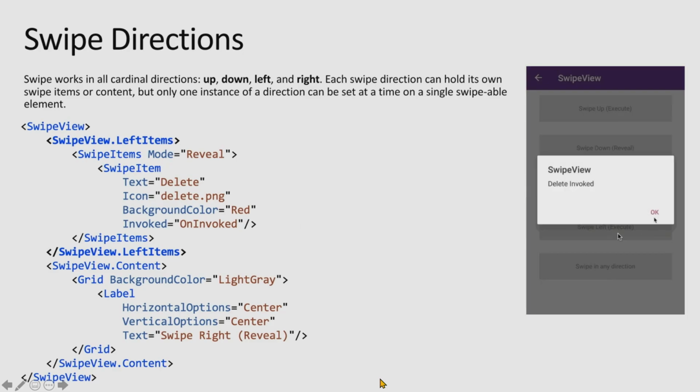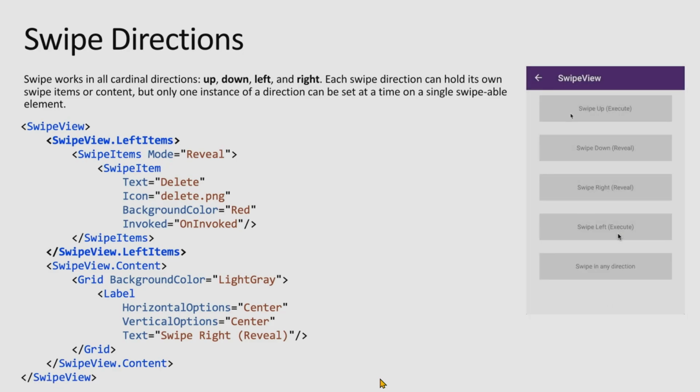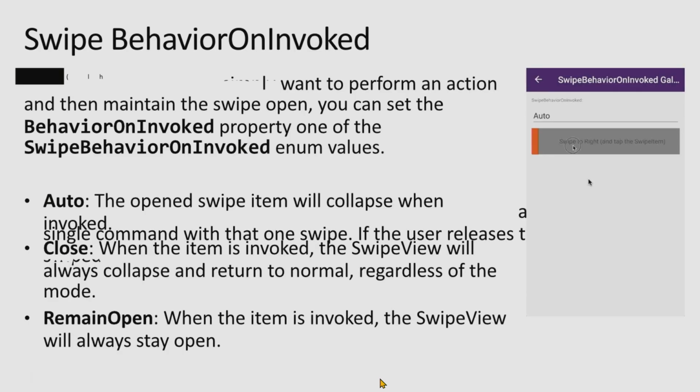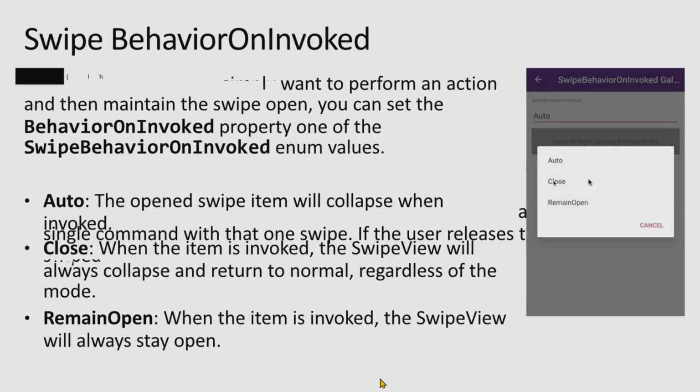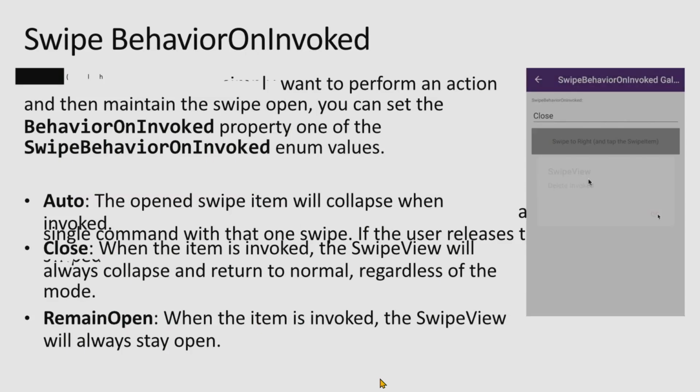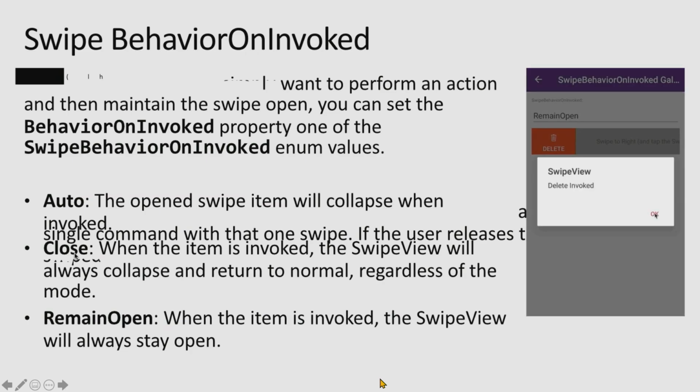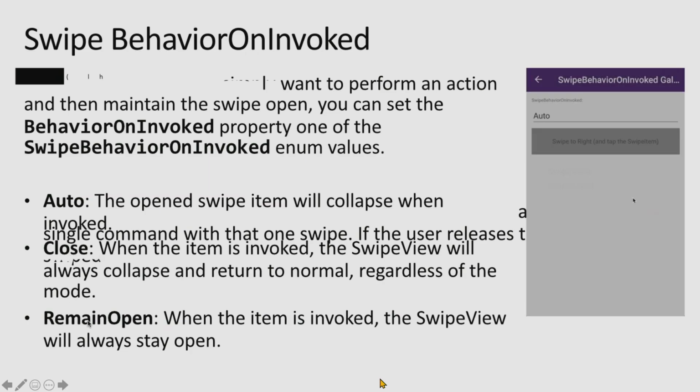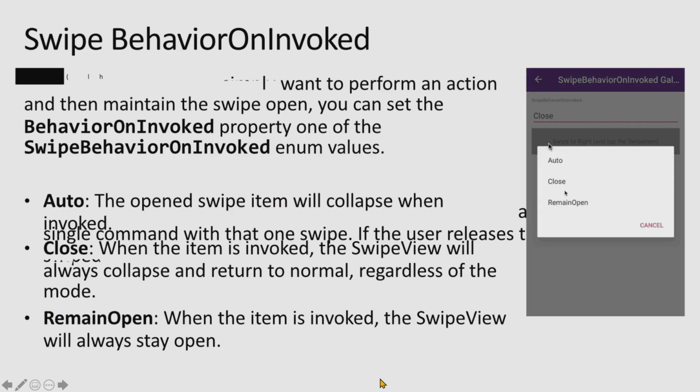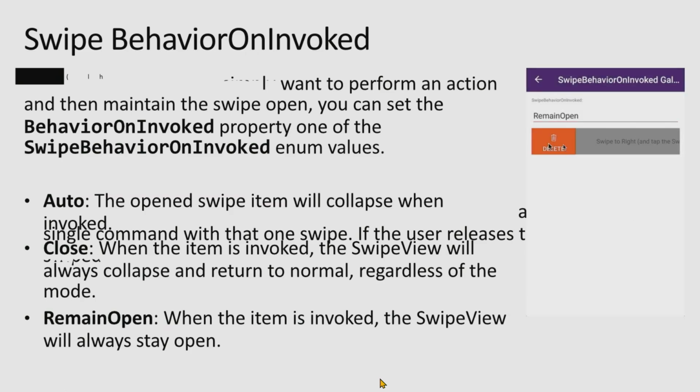And as you can see in the GIF that we will see later with a demo, you can swipe in any direction. We also have the behavior invoke that is used, the behavior that the swipe view will have when we press or tap in any of the commands. We have auto by default. That means that the swipe view by default will be closed. Of course, we can set it explicitly with the close option, but there is another option that is remain open. And this option means that if we tap one of the commands, the swipe view will remain open.